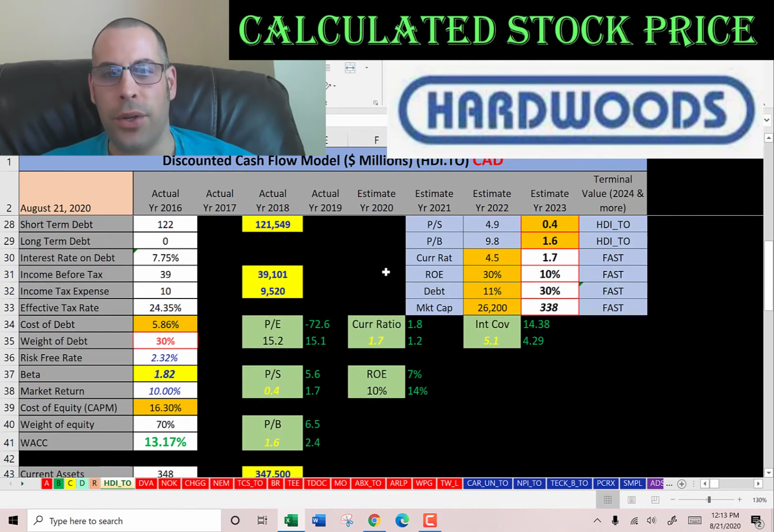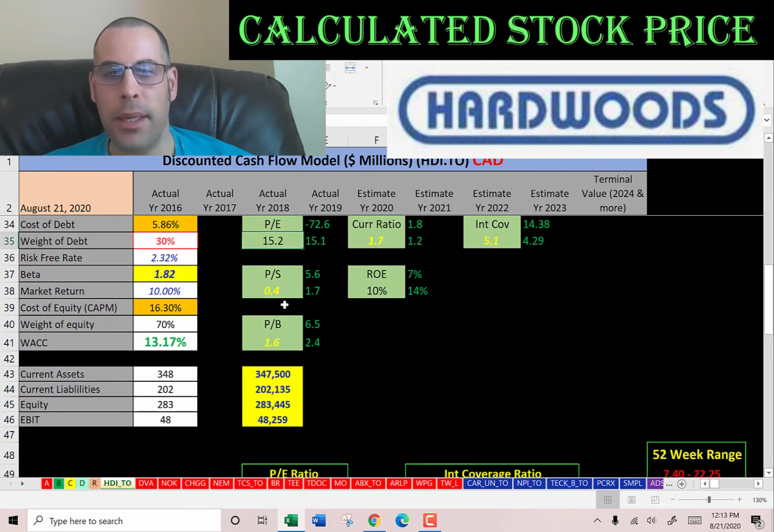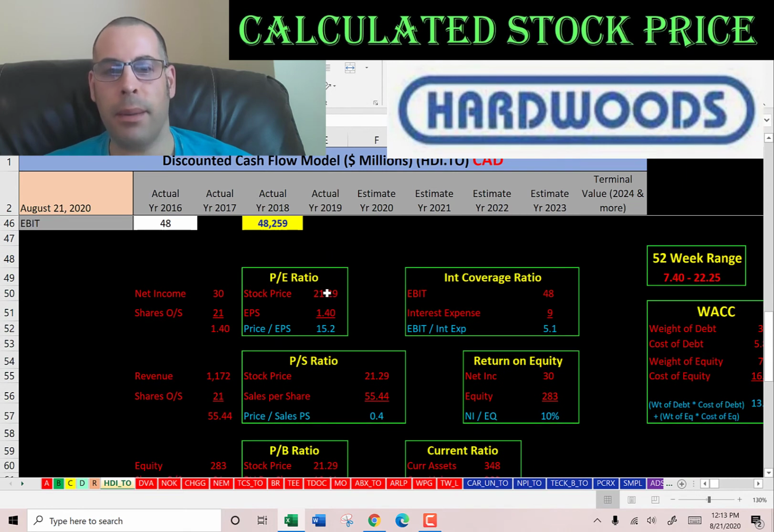Let's look at the financial ratios. They have a decent PE, a really good price to sales, and a really good price to book. PE is stock price over earnings per share. To calculate earnings per share, that's net income over shares outstanding. I like to see below 15. They're at 15.2, so that means investors are willing to pay $15 for $1 of earnings.